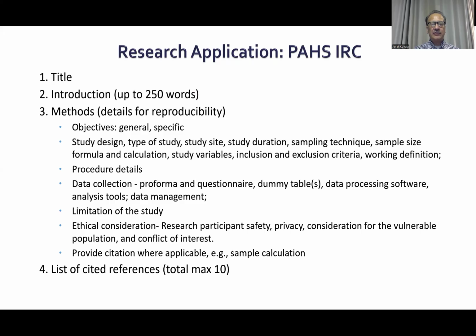Title, introduction up to 250 words, which is the background. Methods, with details for reproducibility. So they give you guidelines. The form itself says what should be included in the methods, including objective, study design, sampling technique, sample size, study variables, etc., data collection, pro forma and questionnaire, dummy tables, limitation of the study, ethical consideration, and citations where applicable. And then they want you to list the most relevant up to 10 citations, not too many citations.